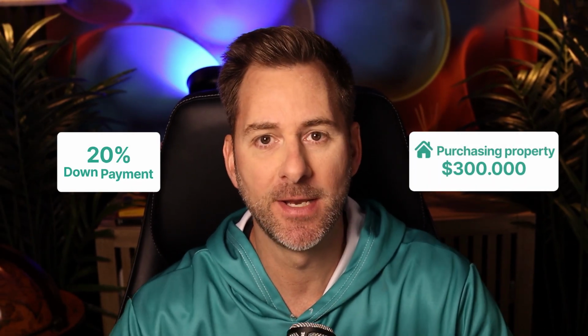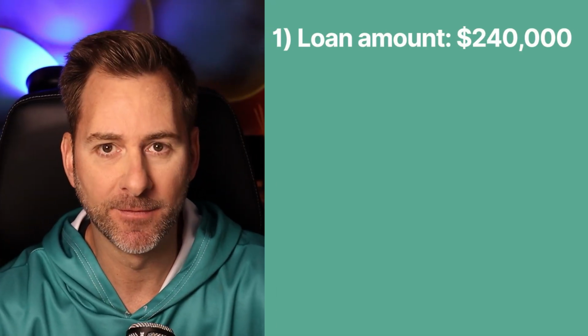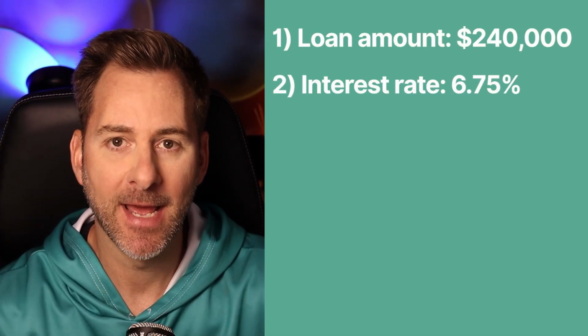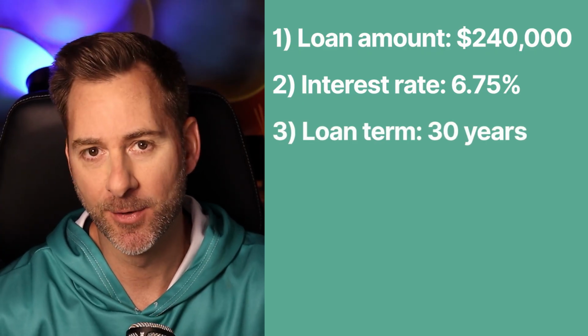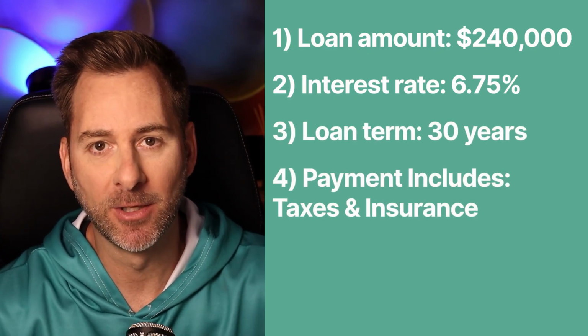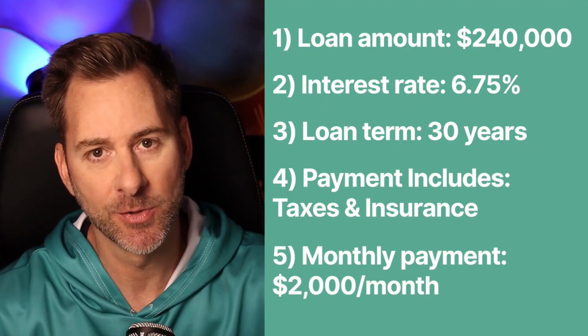Let's say you're purchasing a property for $300,000. You're putting a 20% down payment, which would give you a loan amount of $240,000, at an estimated interest rate of 6.75% on a 30-year fixed mortgage. The payment, including taxes and insurance, totals around $2,000 a month. In order to qualify for the debt service coverage ratio loan, you need to, on average, just cover the minimum monthly payment with the rents received.